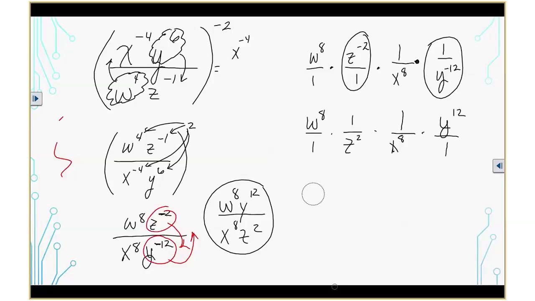X to the negative 4, and I'm going to bring the W up, and that would be W to the negative 4 over Z to the negative 1, Y to the what? Negative 6, and now to the negative 2, what will that give me? What is that negative 2 when I distribute? What will it give me? X to the 8, W to the what? 8 over Z to the what? Second, Y to the what?